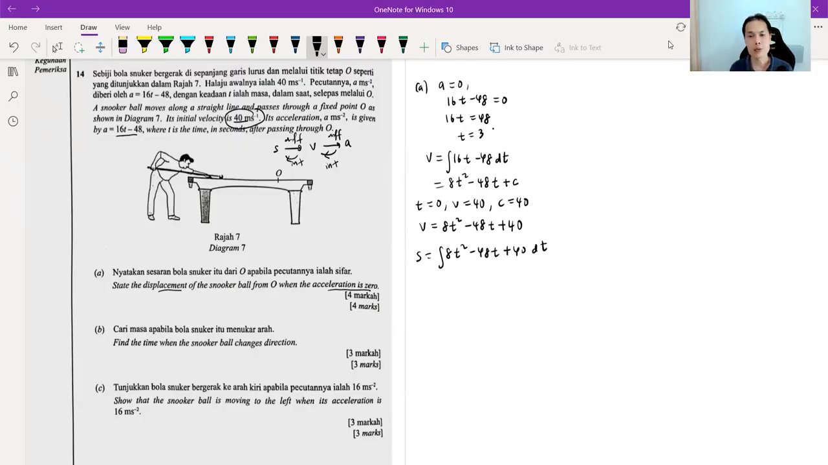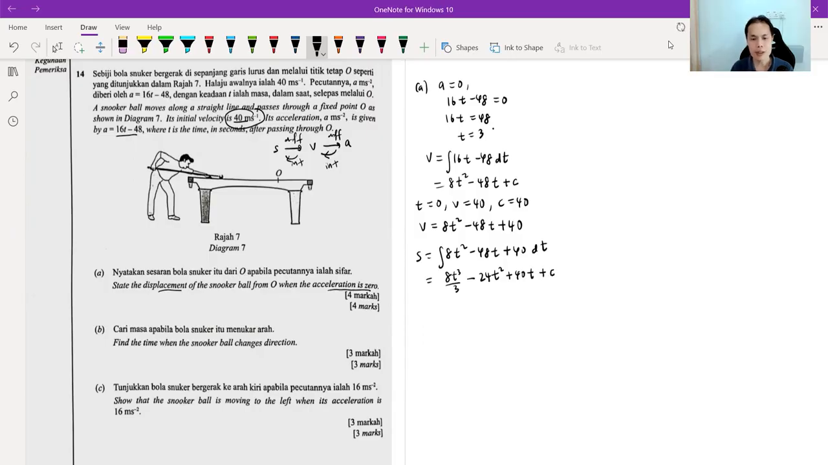I integrate velocity to get displacement. So in this case, you get 8t cubed over 3. Now let's take the t squared term, divide by 2. 48 divided by 2 is 24. This is 40t plus c.